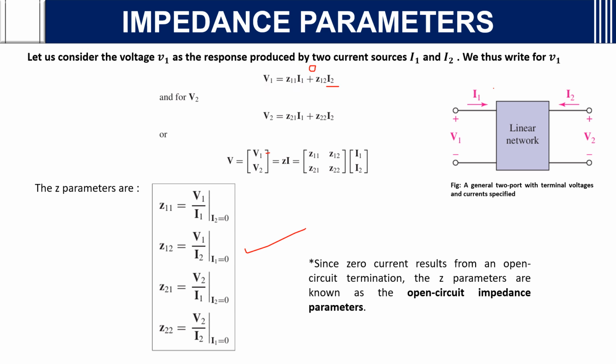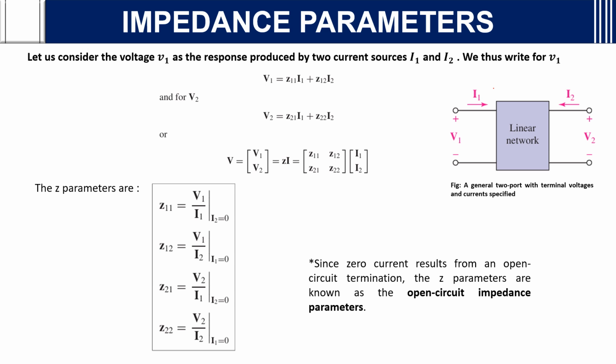Then for Z21, V2 by I1 when I2 equals 0, and Z22 is V2 by I2 when I1 equals 0. In this way you can remember. You should know these equations. From the general formula you can write these equations by seeing the network. Any network we need to reduce into these equations so that we can find the matrix, or the Z parameters.